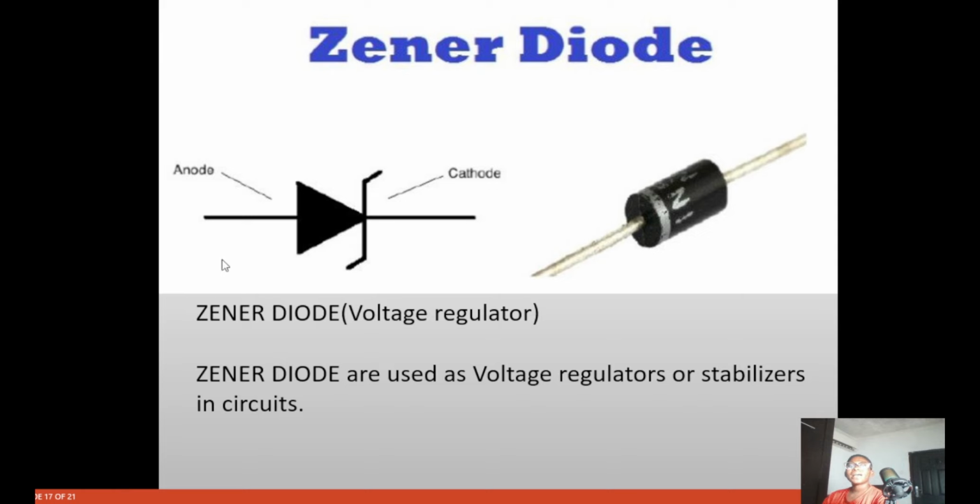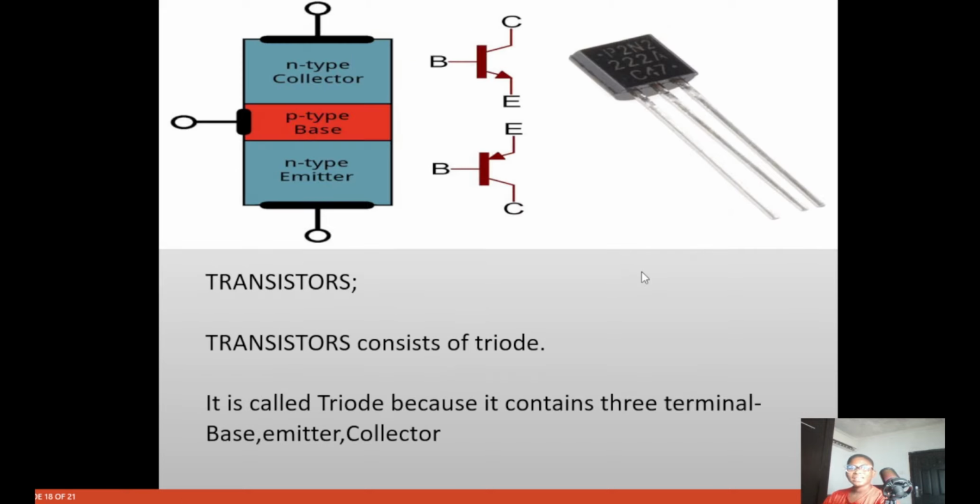So we have the Zener diode. Zener diodes are used as voltage regulators or stabilizers in circuits.